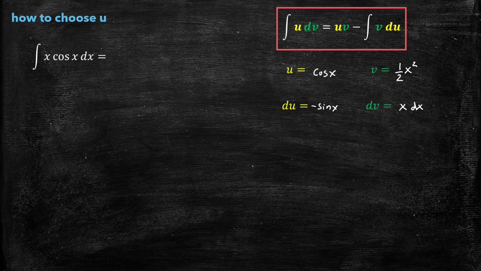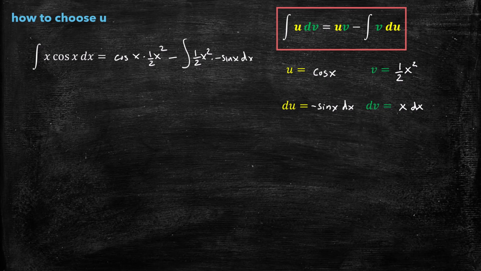Okay, so if we use the formula, we would do u times v, so that would be cosine x times half x squared, minus the integral of v du. And v is half x squared, and du is, sorry, I should put dx there. du is negative sine x dx.